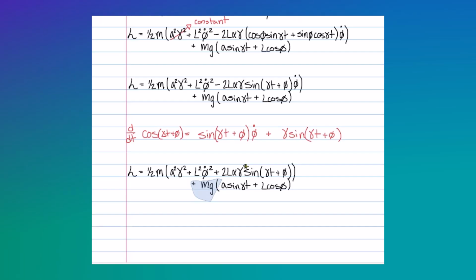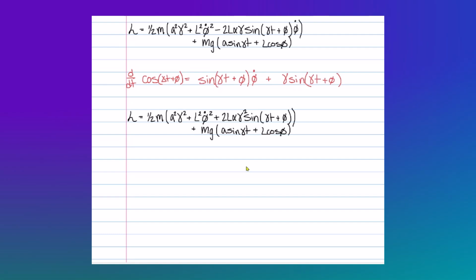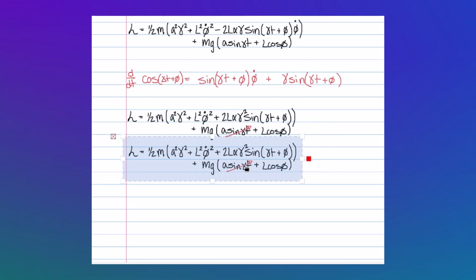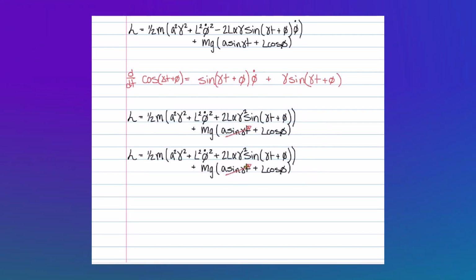And that's how the phi dot becomes a gamma. And the sign flips. This a sine gamma t is also an overall derivative with respect to time, so it can be eliminated as well.